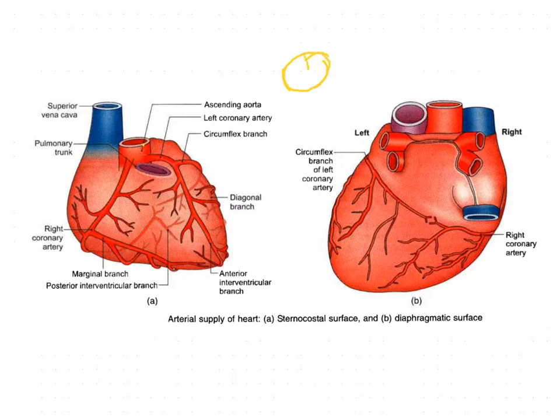One is the anterior and the posterior. The posterior is further divided into two: one is right posterior and the other is left posterior. These are posterior and this one is anterior. Okay, so these are the dilatations which are present in the aortic sinus.